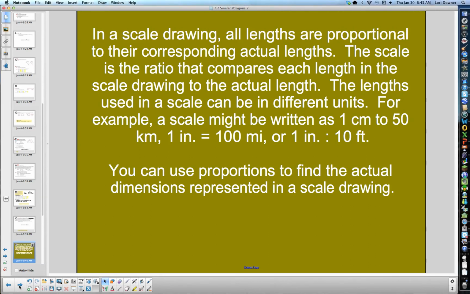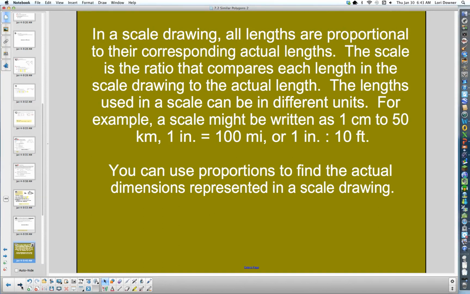In a scale drawing, all lengths are proportional to their corresponding actual lengths. The scale is the ratio that compares each length in the scale drawing to the actual length. The lengths used in a scale can be different units. For example, a scale might be written as 1 centimeter to 50 kilometers, 1 inch for every 100 miles, or 1 inch for every 10 feet. You can use proportions to find the actual dimensions represented in a scale drawing.